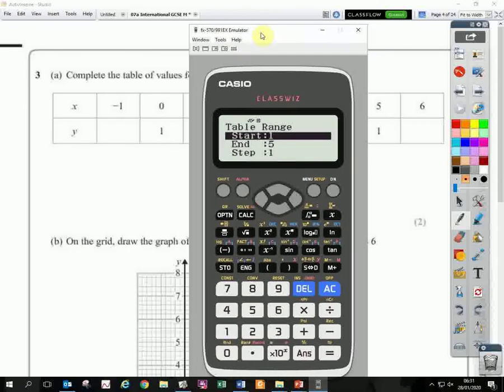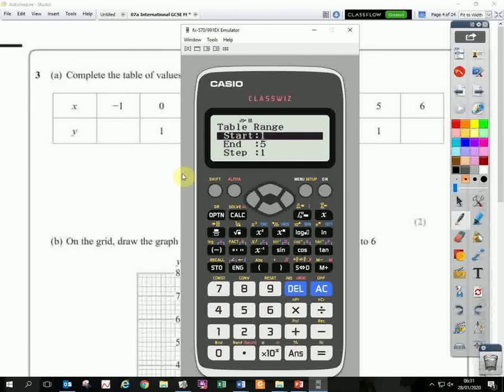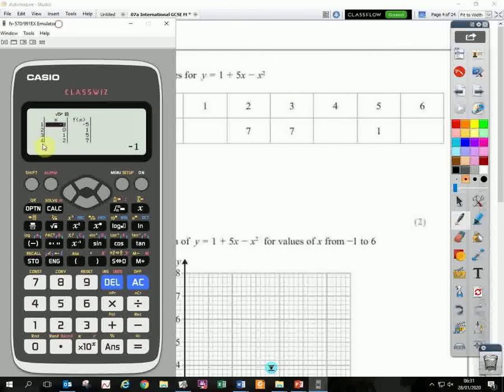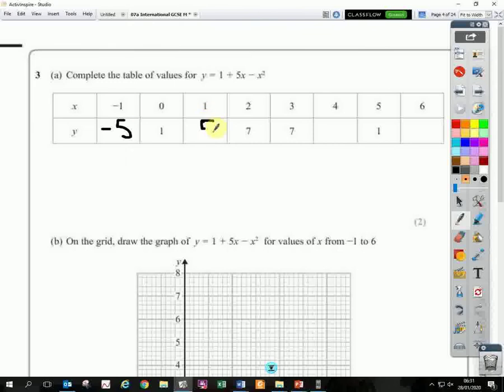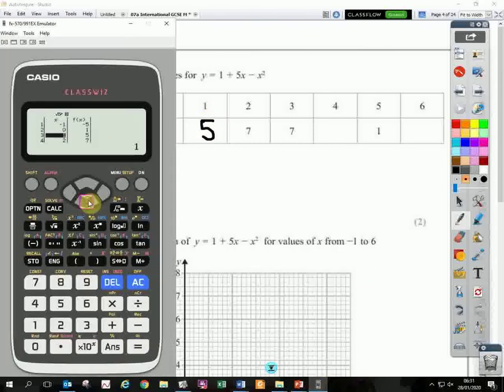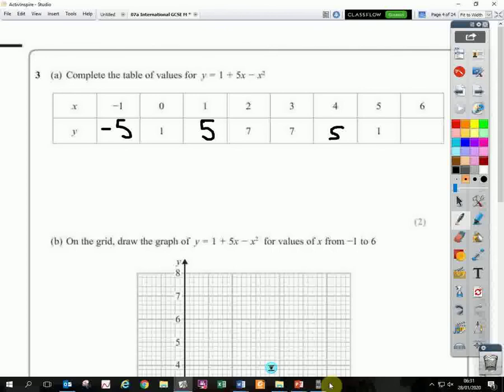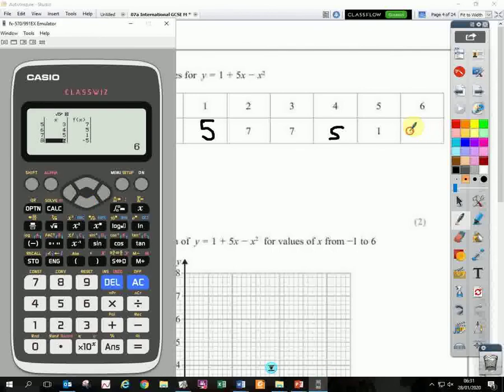And then you type in your start, end, and step. The start is the x value at which the table starts. So -1, press equals. And then 6 to end, and then the table goes up in ones, so we'll leave the step as 1 and just copy down the missing values from the table. So when x is -1, y is -5, what else? When x is 1, y is 5. When x is 4, y is 5. When x is 6, y is negative 5.